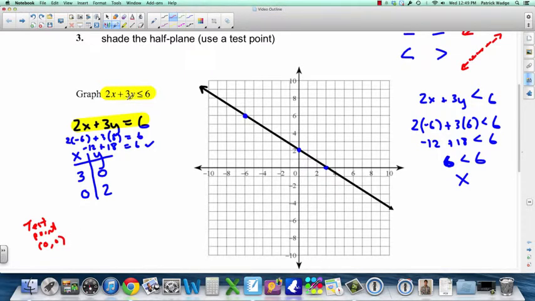So let's try it in the original question now. 2 times 0 plus 3 times 0 is less than or equal to 6. 2 times 0 is 0, 3 times 0 is 0, and 0 is less than or equal to 6.